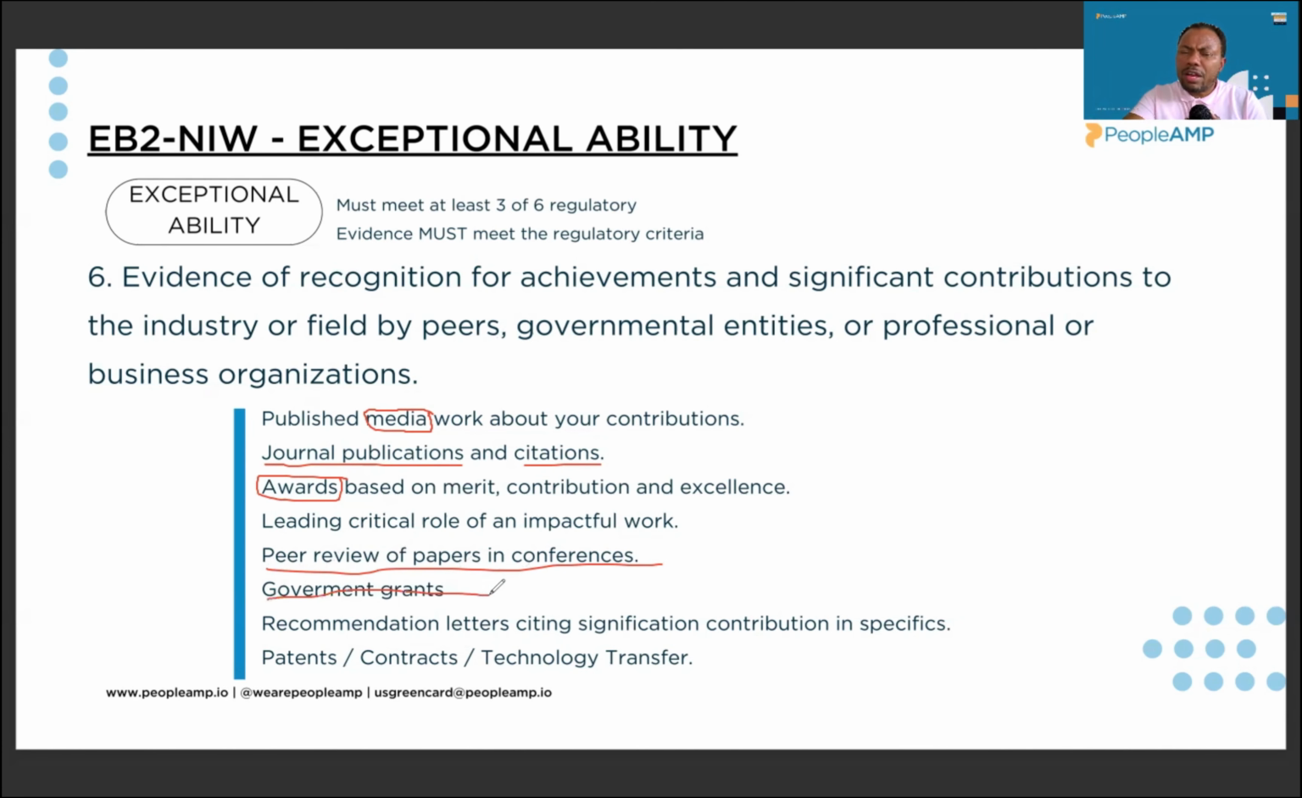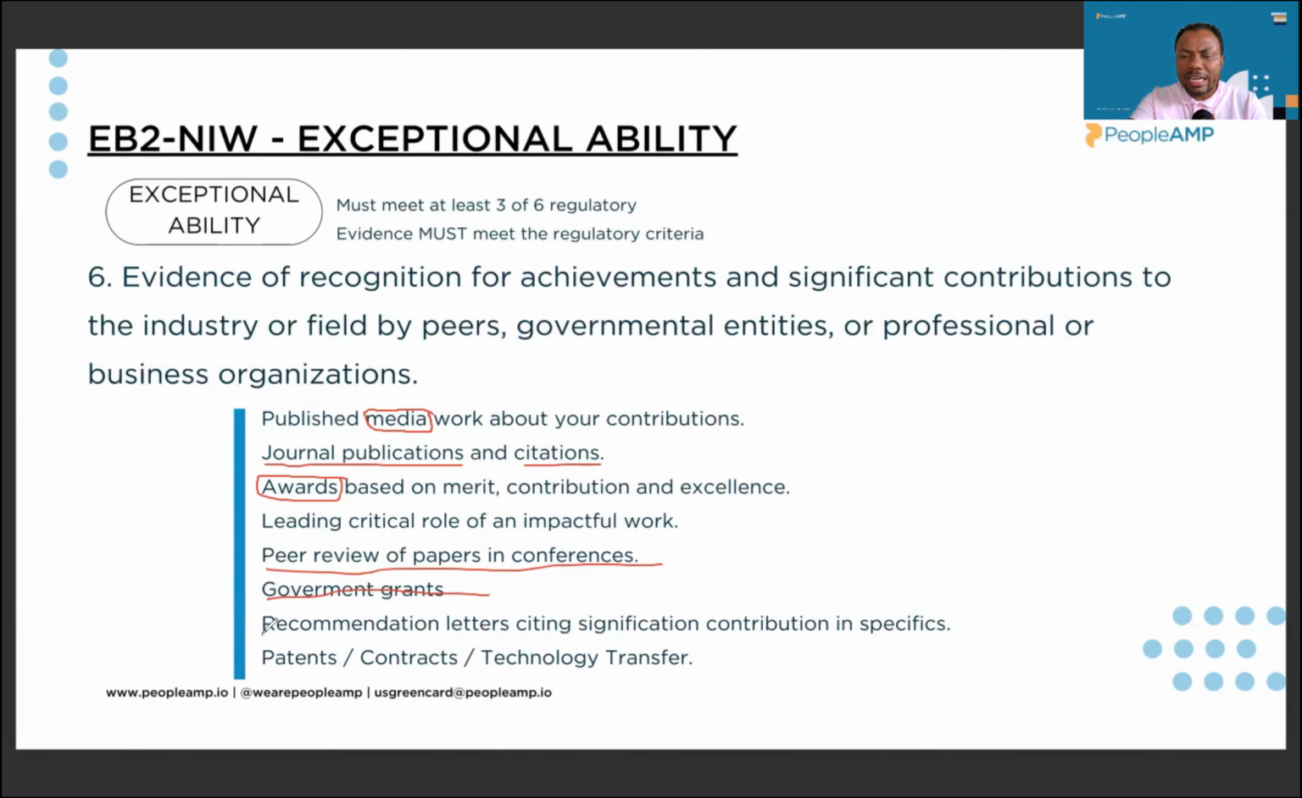Maybe you have gotten government grant. Maybe your work is so innovative, so noble that government have shown interest in your work. You have gotten government grant or investor grant, for example. This shows that, yeah, that's a good recognition, by the way. So you want to put that in your application and get that together.